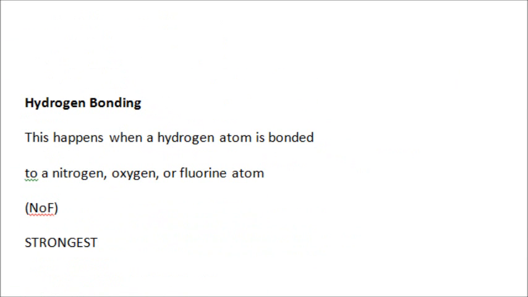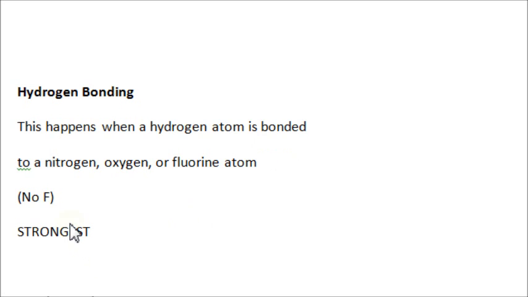First, hydrogen bonding. This happens when a hydrogen atom is bonded to a nitrogen atom, oxygen atom, or fluorine atom. Just remember, no F. Nitrogen, oxygen, fluorine, NOF. If an H is bonded to NOF, it's hydrogen bonding. And no F, of course, is the goal of chemistry, so that makes it easy. Just remember, what's the goal of chemistry? Oh yeah, to get no F, hydrogen bonding. And this is the strongest type of bond. I forgot to mention that. Okay, strongest type of intramolecular forces.